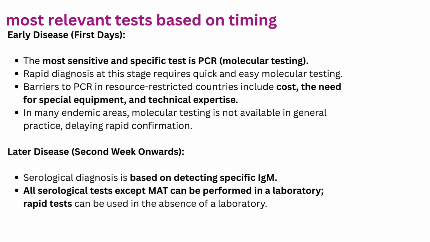And as the disease progresses, guys, into the second week, the focus shifts to serological tests, particularly the detection of specific IgM. Most of these tests, except for MAT, are feasible in a laboratory setting, and rapid tests can fill the gap when the lab isn't available. Understanding the timing and availability of these tests is crucial for proper diagnosis. So early in the disease, PCR, and later we use serological tests, except MAT.